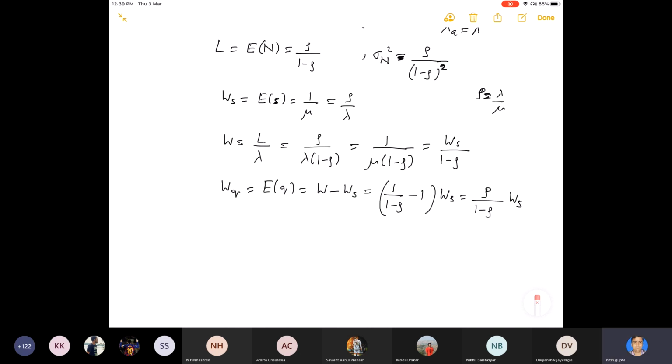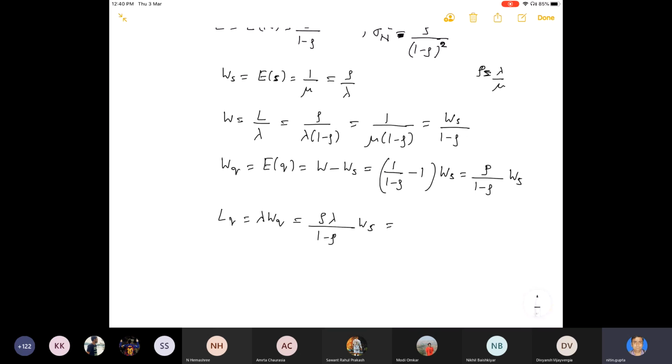Also, LQ, which is the expected value of NQ, is lambda WQ by Little's law. So therefore, this is rho lambda upon 1 minus rho WS. Just plugging in the value here, the lambda WQ value we are plugging from here.